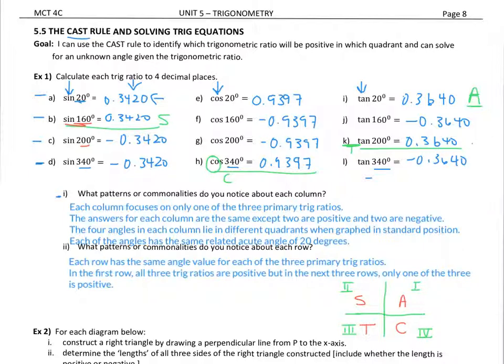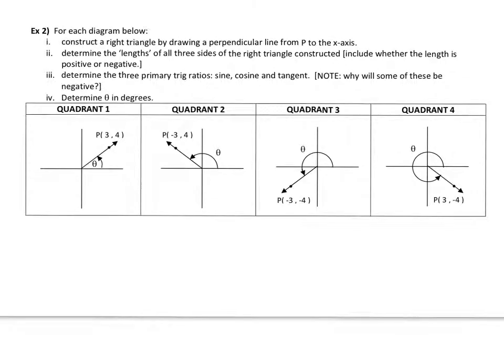All right, on to the next one. For each diagram below, I don't have my picture. Let me get that put on here. Okay, there we go. That's much better. For each diagram below, construct the right triangle by drawing a perpendicular line from P to the x-axis. So I've got a picture down here, quadrant 1. I've got my terminal arm in that first quadrant. I'm going to drop a perpendicular to the x-axis. So that's my 90-degree angle meeting that x-axis there.